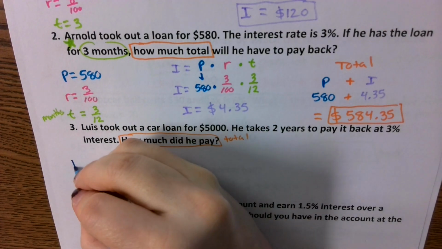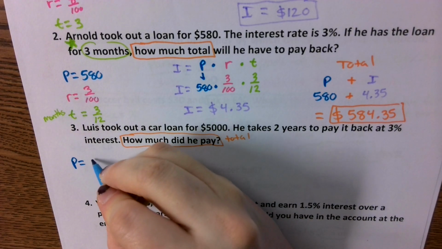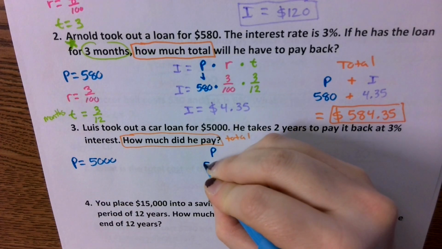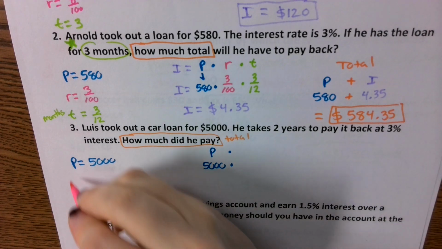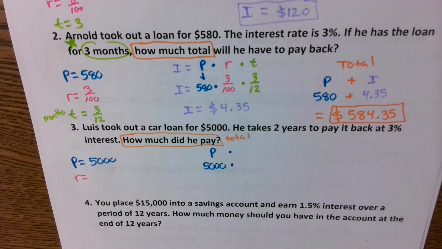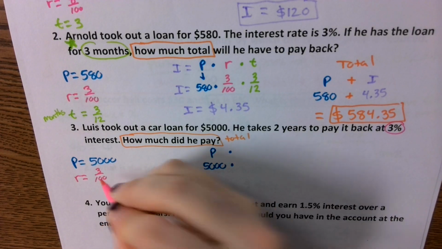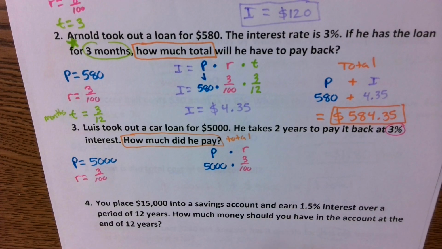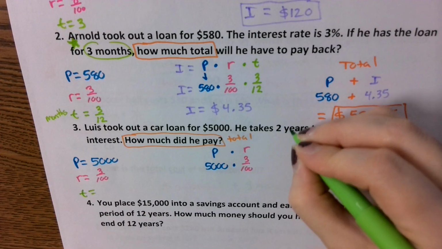Okay, what's P? And that's what amount? 5,000. Principal is 5,000. What's the rate? Say it louder. 3%. What am I going to put it over? 3 over 100. We're not just going to write 3. We're going to put 3 over 100. What's the time? 2 years. Do I leave it as 2?